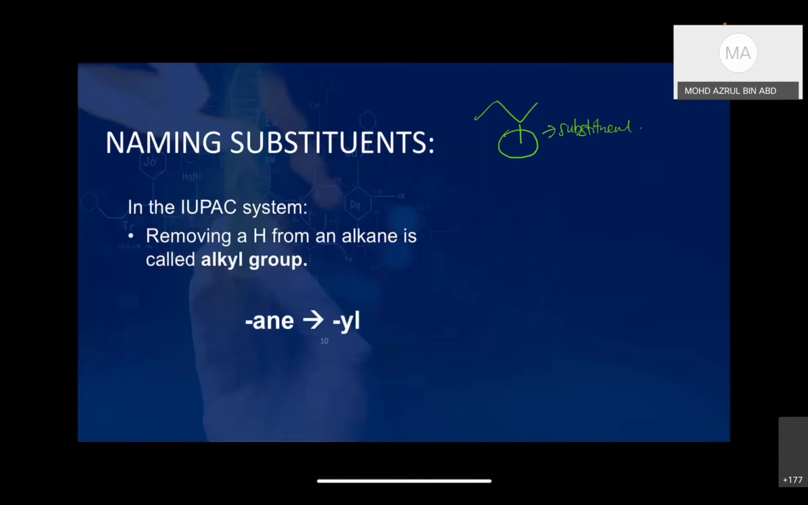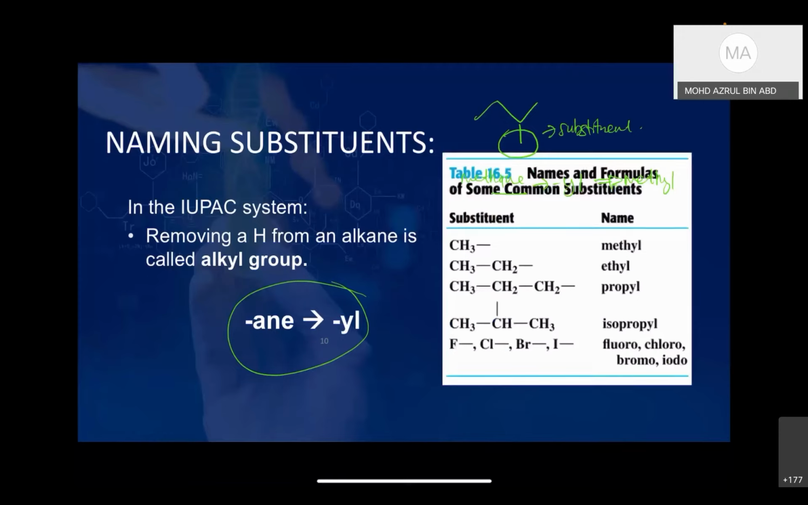Let's say this is a substituent with 1 carbon. With 1 carbon, the original name is methane, right? So to name the substituent, you just change a and e into yl, so we name the substituent as methyl. For example, a substituent with 1 carbon we call methyl. A substituent with 2 carbon we call ethyl. And then 3 carbon, propyl. And then for this one, isopropyl.